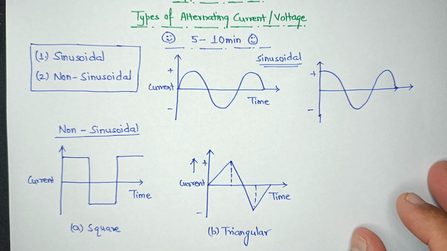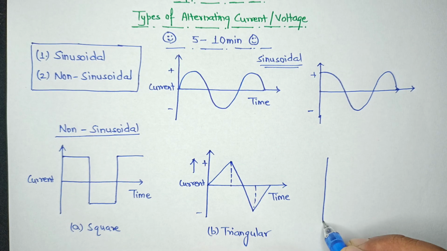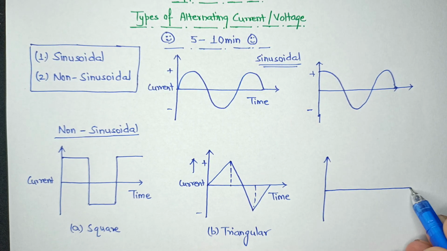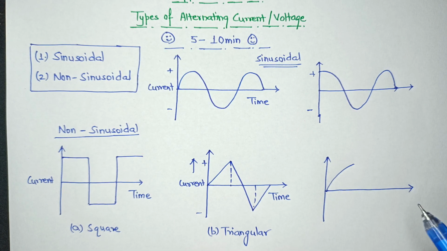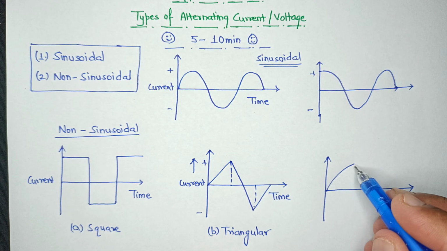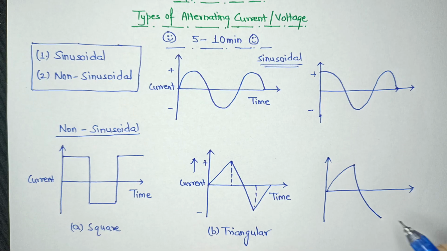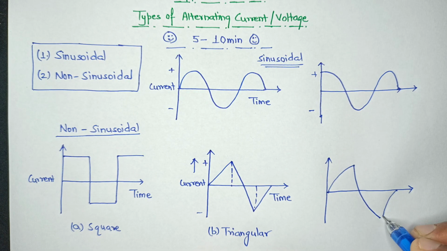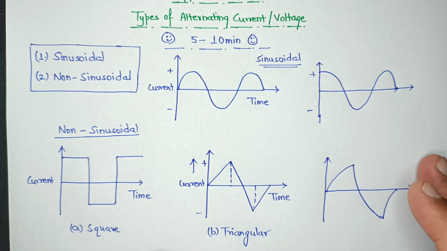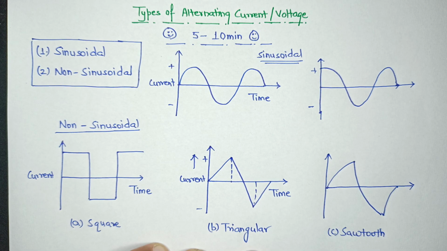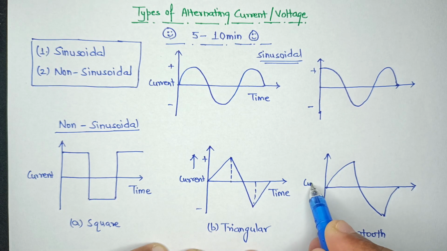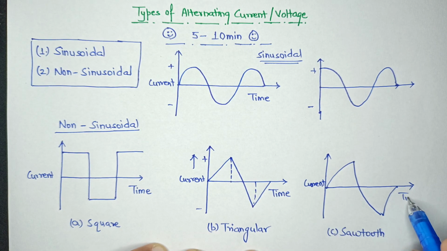And the third category of the non-sinusoidal wave is pretty similar. So let us draw the current axis and the time axis, but it looks somewhat like this. First it will go like this, and let us say after this point it will drop down to this level over here, and then there would be a curve like this. So technically what this represents is something known as a sawtooth wave. This again here is current, and this here is time. So this was positive and this is negative.